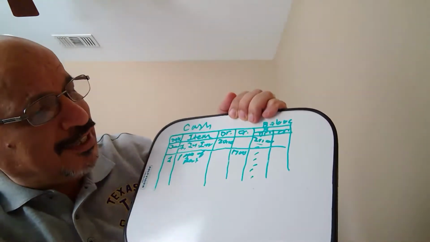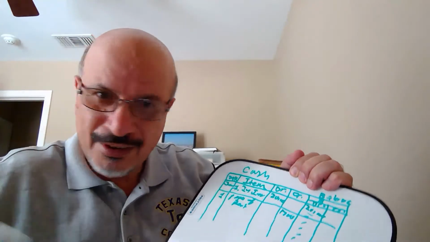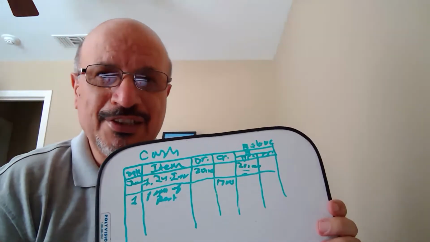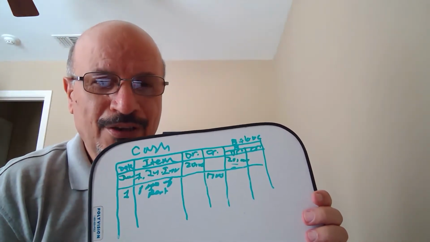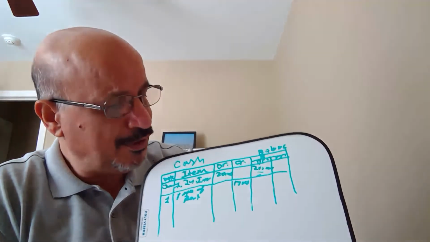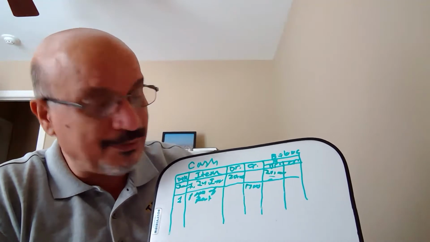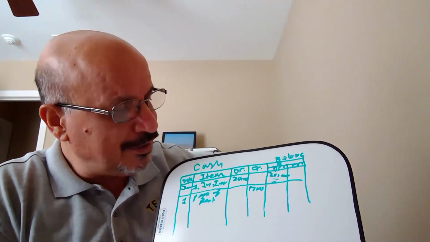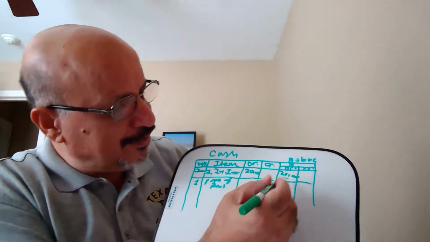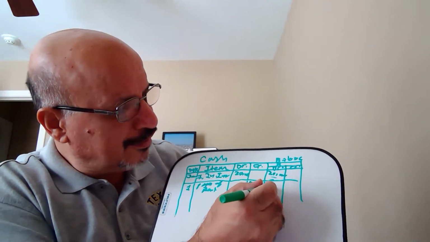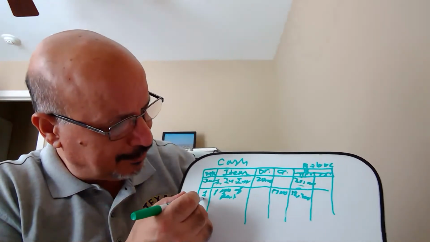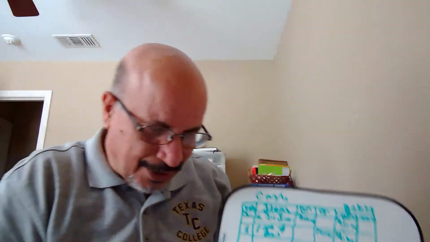So what's the balance now in cash? We started with $20,000. Now we use $1,700 of the cash. So what's the cash now? 20,000 minus 1,700 is what? 18,300, correct? So the balance is 18,300. Okay, so I put a line.